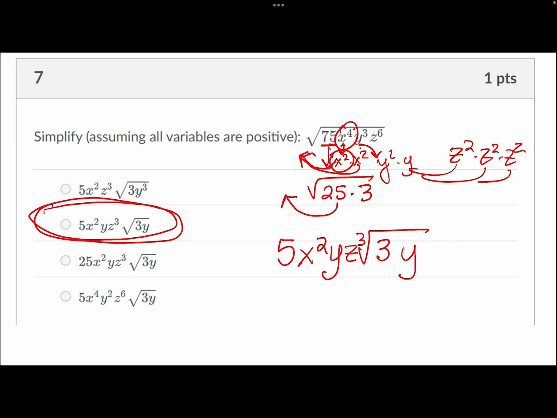If you have it under the radical, that means there's got to be an odd number there. Some of you have been typing in some answers that have had some errors in there, so check that.